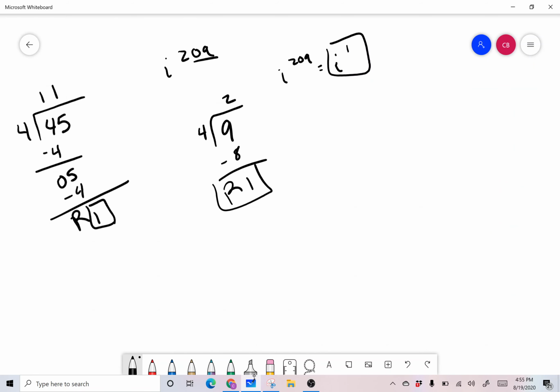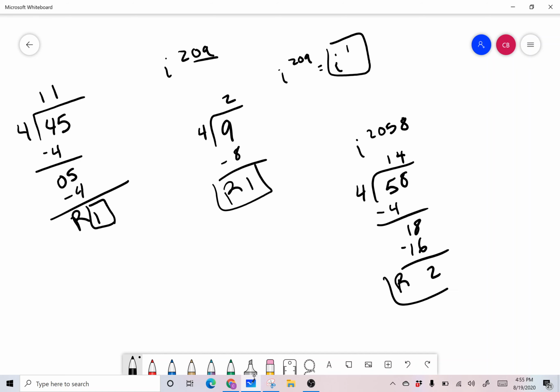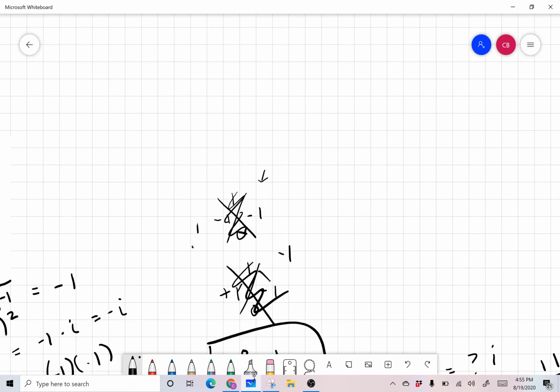If I did i to the 2058, okay, let's do that. Then I do 58 divided by 4, that's 1, that's 4, that's 2, so the remainder here is 2. So this is equal to i squared, which is equal to -1. Okay, and so now that we have that down, let's look at the multiplication bit.